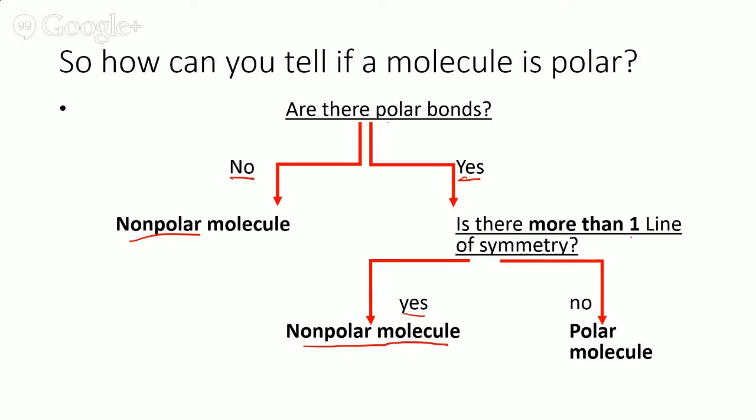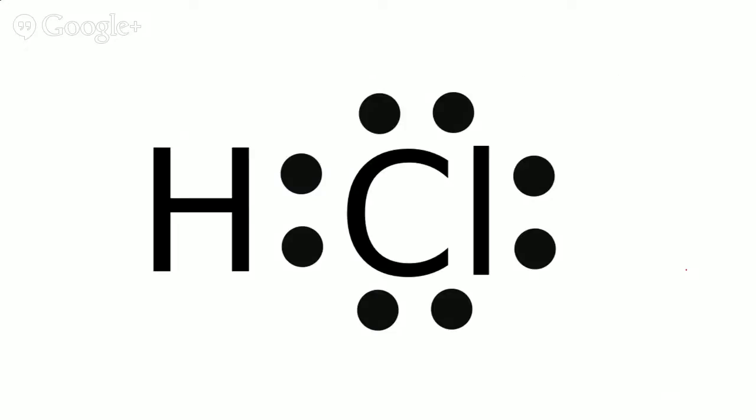If it only has one or zero lines of symmetry, then you have a polar molecule. So let's take a look at some examples. Here we got HCl. Do we have polar bonds? We sure do, and the polarity is pulling it towards the chlorine. So we're pulling the electrons towards chlorine.